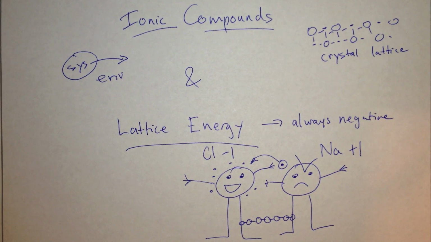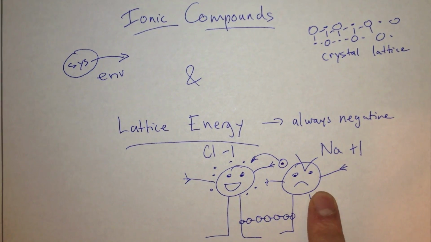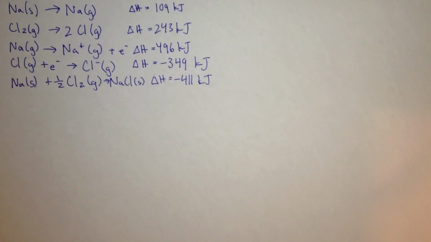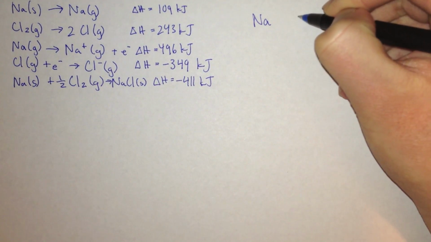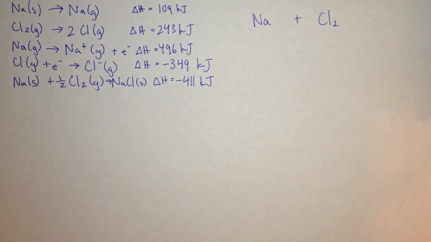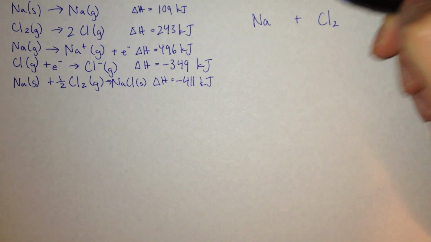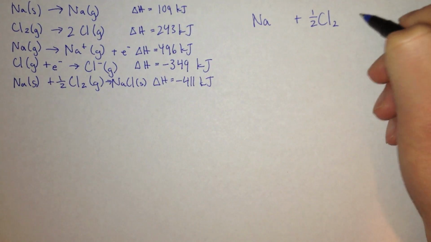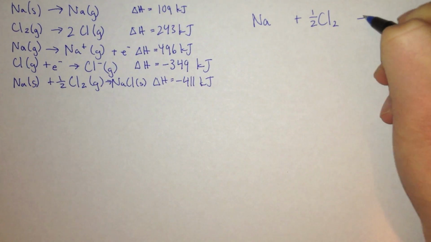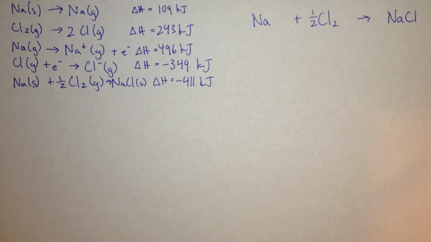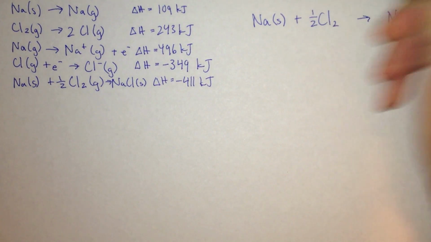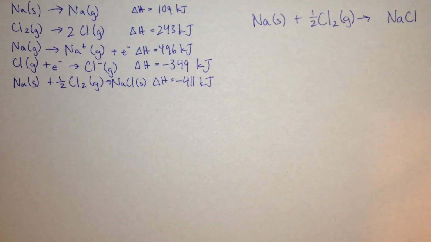With that in mind, let's try to write an equation for the reaction between sodium and chlorine. So we take our sodium and our chlorine. Chlorine comes as Cl2 because it's a diatomic, and we only need 1/2 of it because we only need one chlorine atom. And that gives us 1 NaCl. At room temperature, sodium comes as a solid and chlorine comes as a gas, and in the end we want a solid NaCl, solid salt.